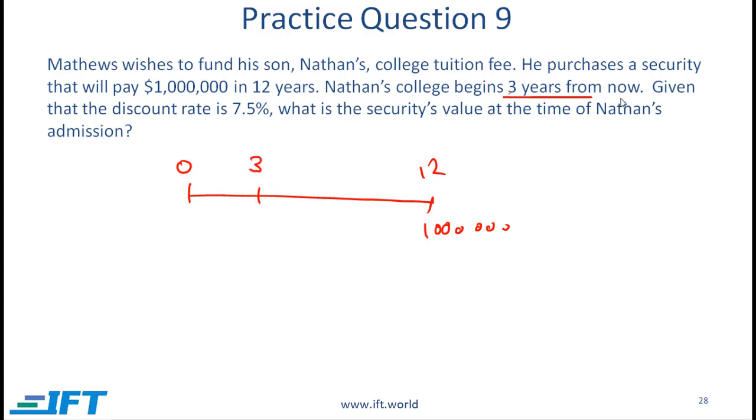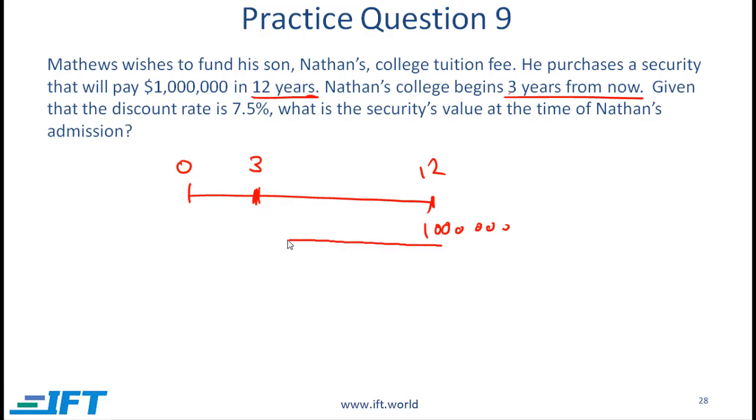Notice that 3 years from now means end of 3 years. College will begin in 12 years. That means at the end of year 12. On the timeline, wherever you see the number, that number represents the end of that year. This is end of year 3. So what is the present value of 1 million at this point in time?